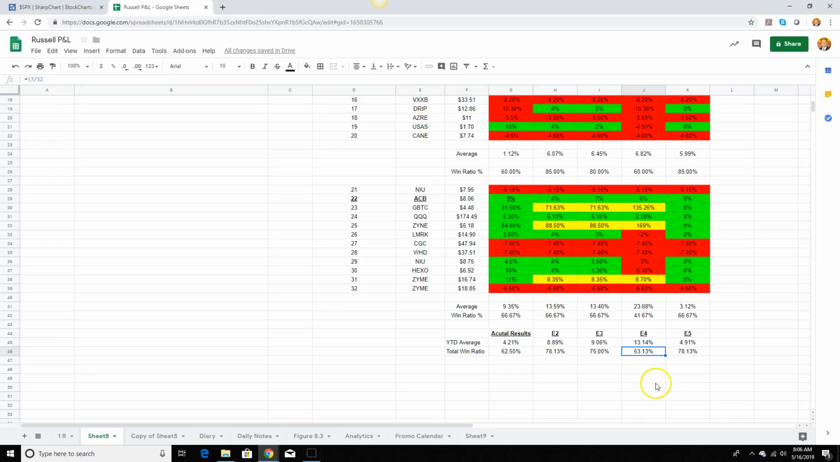And it had the lowest win ratio. E5, which is just sell the whole thing at 8%, averaged 4.91% per trade. Still pretty good, but it had the highest win ratio, or at least the highest average. So it's really interesting. I think this is kind of mind-blowing to me.